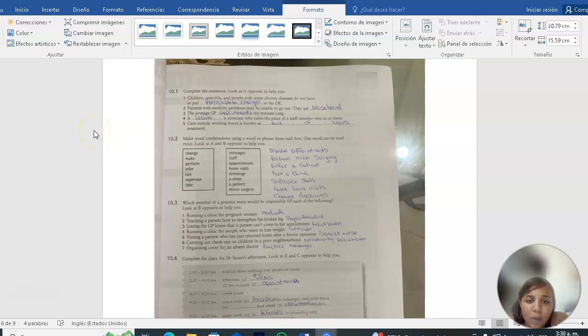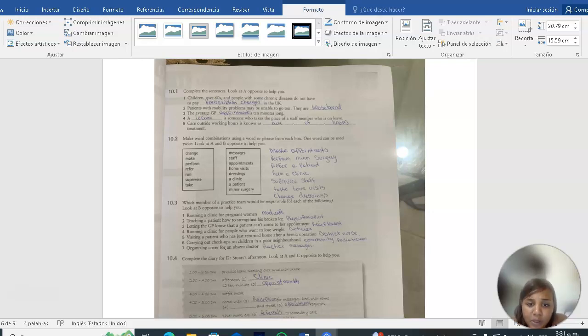Complete the sentence. Look at A opposite to help you. Children, over 60s, and people with some chronic diseases do not have to pay prescription charges in the UK. Patients with mobility problems might be unable to go out. They are housebound. Make word combinations using a word or phrase from each box. Look at A and B opposite to help you.